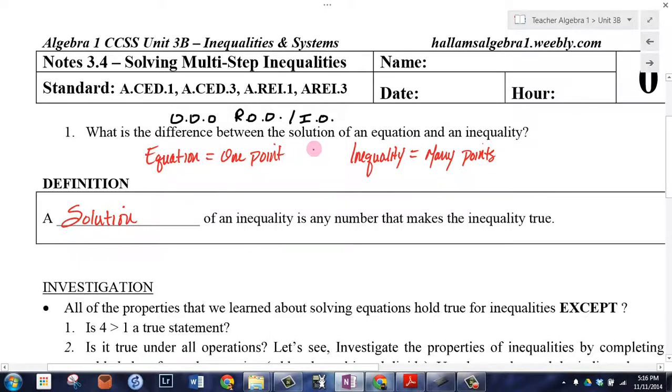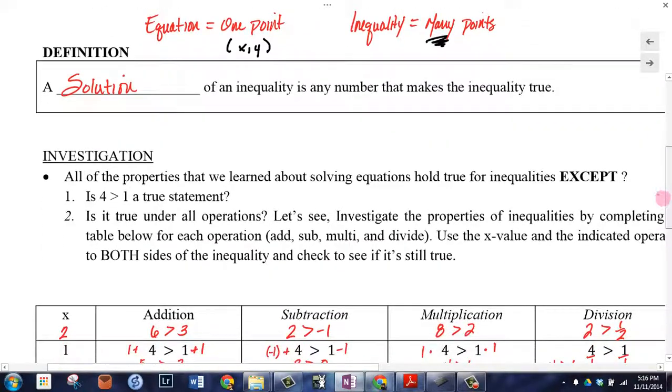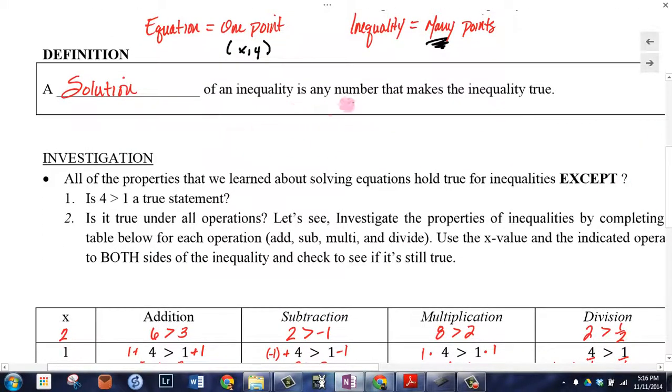What is the main difference between a solution of an equation and an inequality? Well, that's easily put. In an equation, we find one point, some coordinate point that we've been dealing with, an x and a y coordinate point. For an inequality, it's a whole bunch of points. It's many points. Once we get that concept down, we can say that a solution of an inequality is any number that makes the inequality true, which we just said was many points.